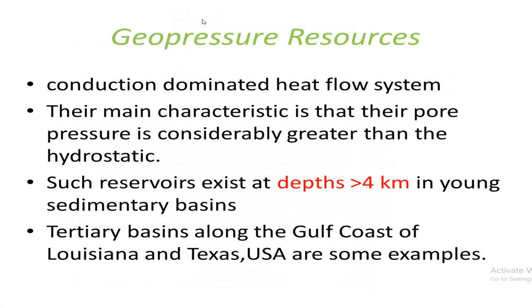Second source, geopressure. In geopressure, conduction is dominant. As I told you, in heat transfer we learn conduction, convection, radiation. So geopressure is a conduction type of heat flow system. The main characteristic is that the pore pressure is considerably greater than hydrostatic. Such reservoirs exist at a depth greater than 4 km. Remember this point. The tertiary basins along the Gulf Coast of Louisiana in the USA are examples of geopressure resources.